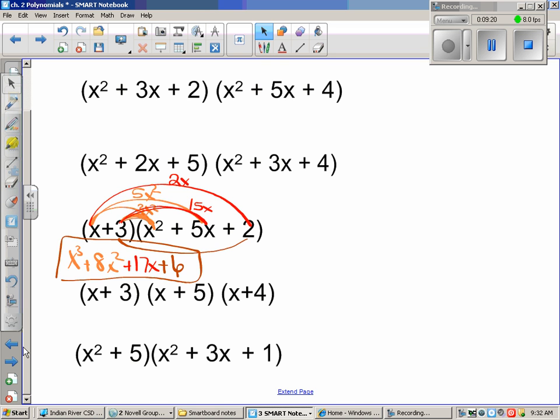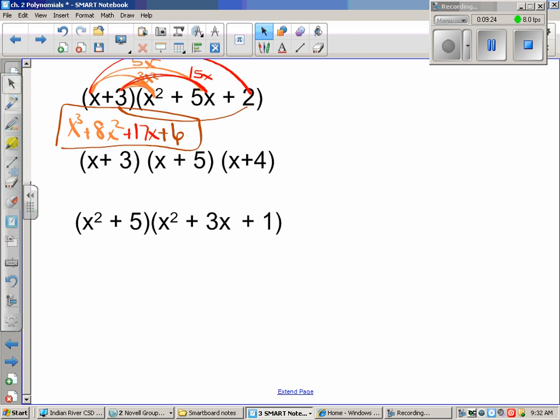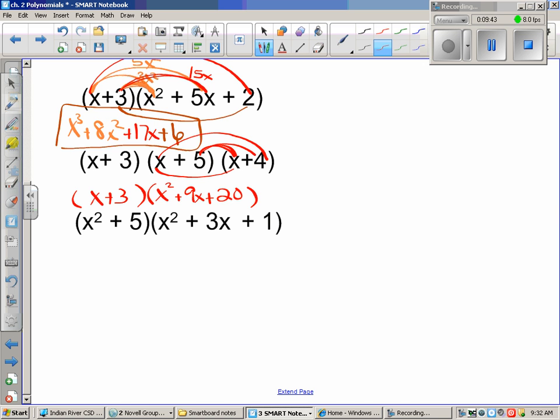Now what about when you have 3 of them like this one here? When you have 3 of them, what I would suggest to you is you group 2 of them together. I'm just going to group these ones here on the right. That gives me x squared. I'm going to show you again. I'm going to go x times the 4. That gives me 4x. Move in 5x. That's 9x. And then 5 times 4 is 20. So now I'm going to do x plus 3 times that. All right, x times x squared is x cubed.